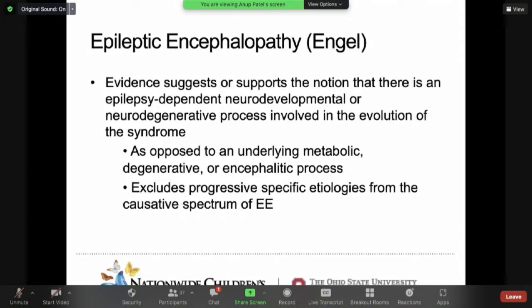So Engel has a really good definition that I like as it relates to epileptic encephalopathy. And by the way, my references are at the end of the presentation for anybody that wants them. But basically, the biggest issue is that the epilepsy-dependent neurodevelopmental process evolves. So it's really not the underlying etiology that's driving the changes as far as development and intellect. It's the actual epileptic activity.